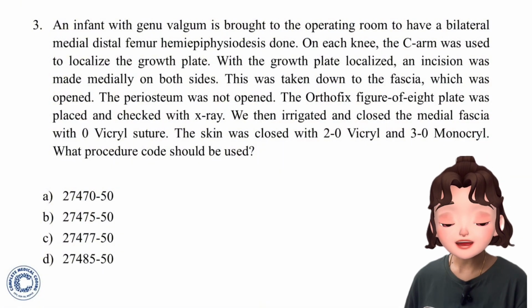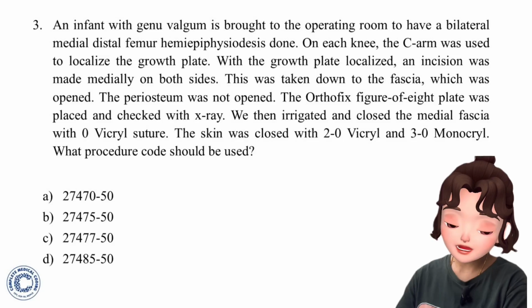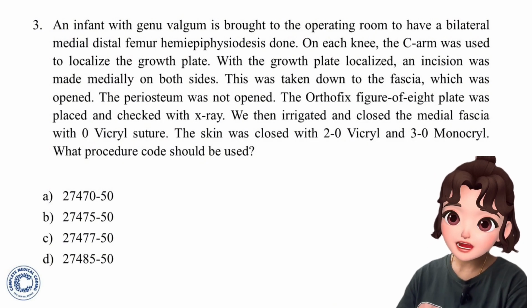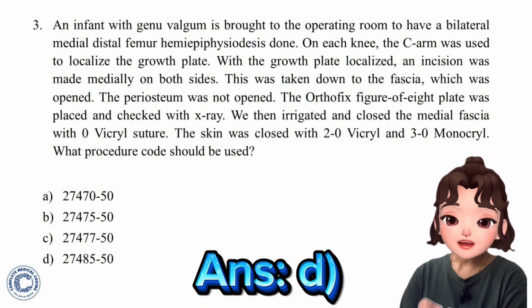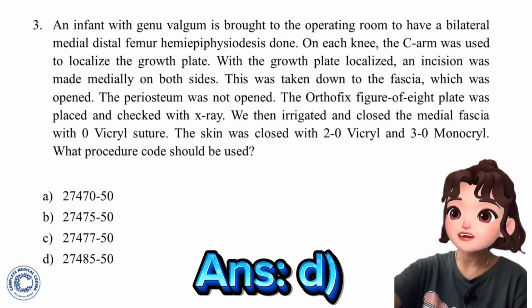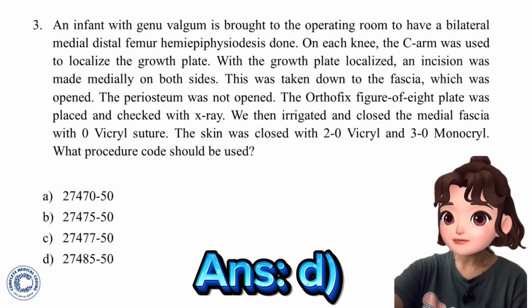So for that, arrest of hemiepiphyseal, that is called hemiepiphysiodesis. That is the procedure carried out here. So here the correct answer will be option D, 27485, right? And you have to append it with modifier 50 since it's a bilateral procedure. All right. Hope you understood what is genu valgum. Okay.